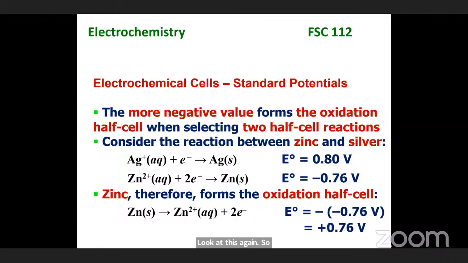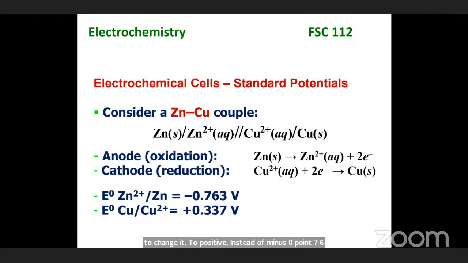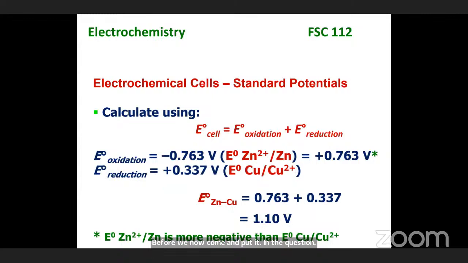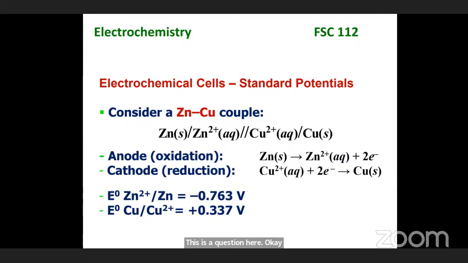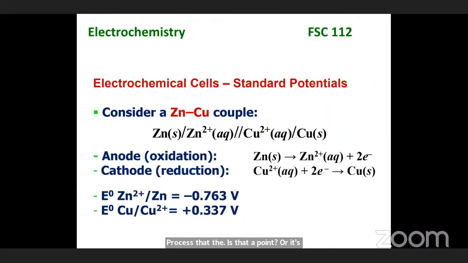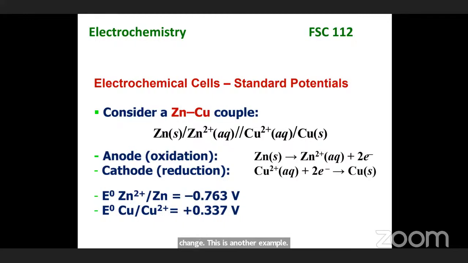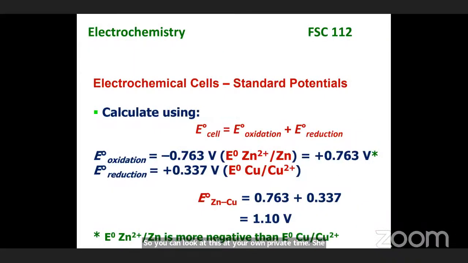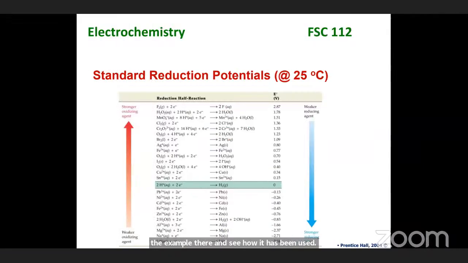So here in this example, we've identified that Zn2+ plus 2e- to Zn solid is the oxidation process because it has the more negative value out of the two E0 values here. Because it's the oxidation process, we are going to change it to positive. So instead of minus 0.76, it will now be plus 0.76 before we put it in the E0 cell equation. You see the reduction process there, the silver, 0.08, doesn't change. This is another example. You can look at this in your own private time, see the example there and how it has been used here.